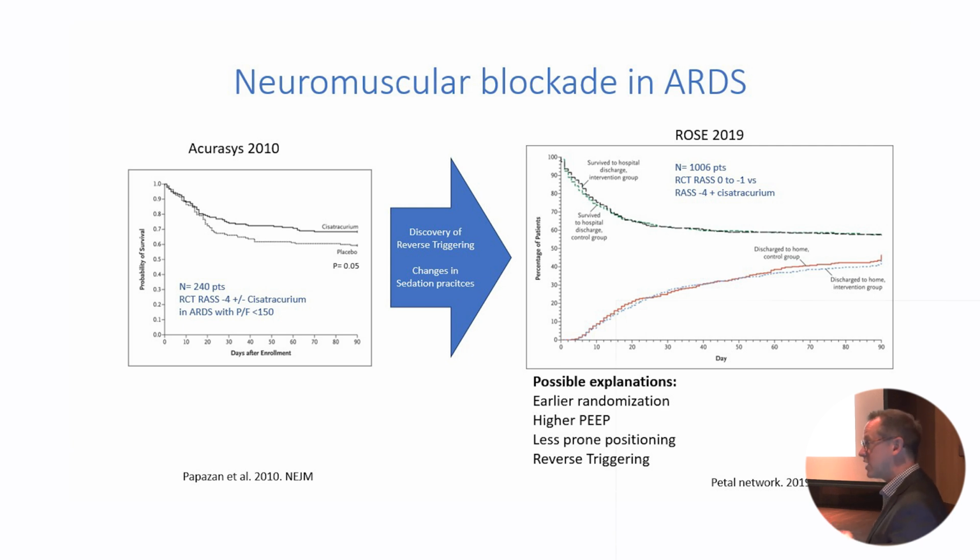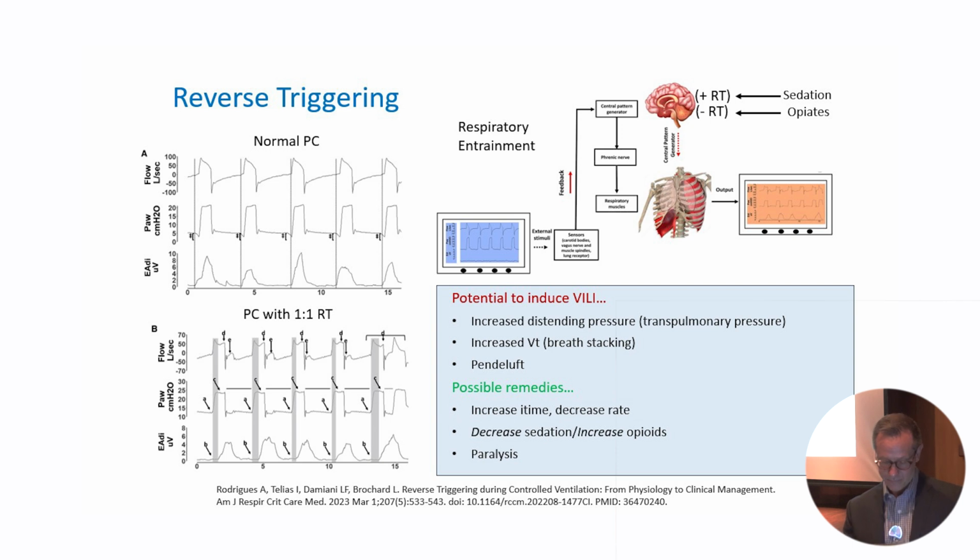And so we're left saying, okay, well, what's different about these studies? Possible explanations have been that the ROSE trial randomized patients earlier. So some people say some of those patients may have had rapidly resolving ARDS and lowered the overall mortality rate in the group. They did use higher PEEP in the ROSE trial, but there was less proning. So there are some differences, but it's hard to tease out how that would go which way. And then interestingly is this idea of reverse triggering. So I thought just for this group, I would take 2 seconds and talk about that.